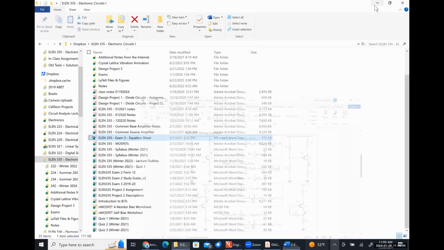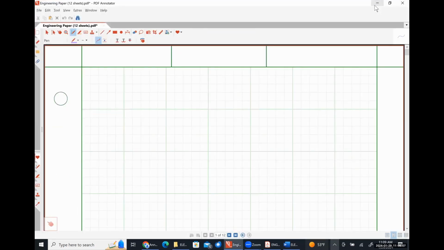So, I told you what's going to go on the equation sheet. Now I just have to finish doing it while doing all of my other stuff. It is what it is.